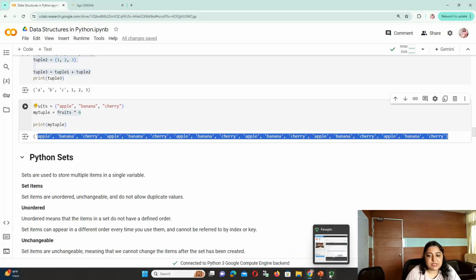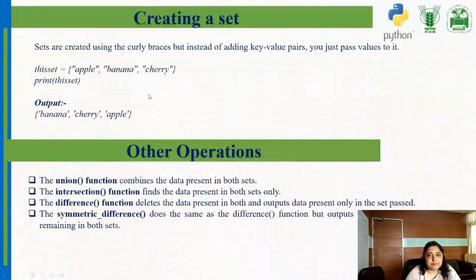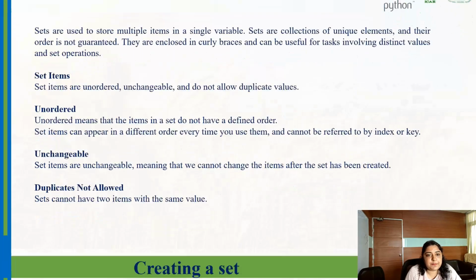Okay. Next we have sets. Just like lists and tuples, sets can store multiple values in a single variable, and these are the properties. Sets are unordered, but lists and tuples are ordered. Sets are unchangeable, just like tuples. Sets do not allow duplicates, but lists and tuples allow duplicates. These are some of the same or different properties between sets, tuples and lists.